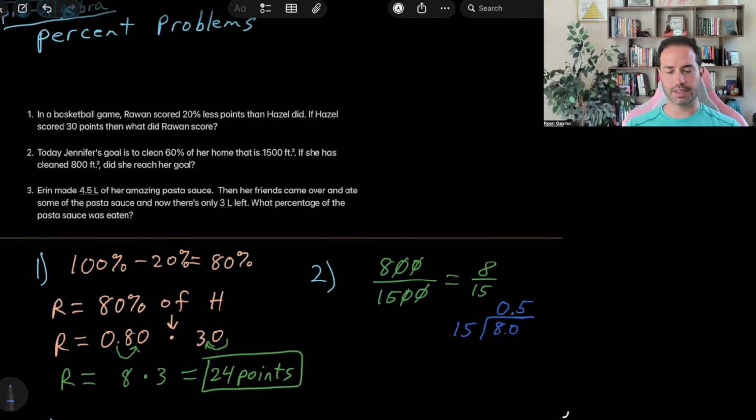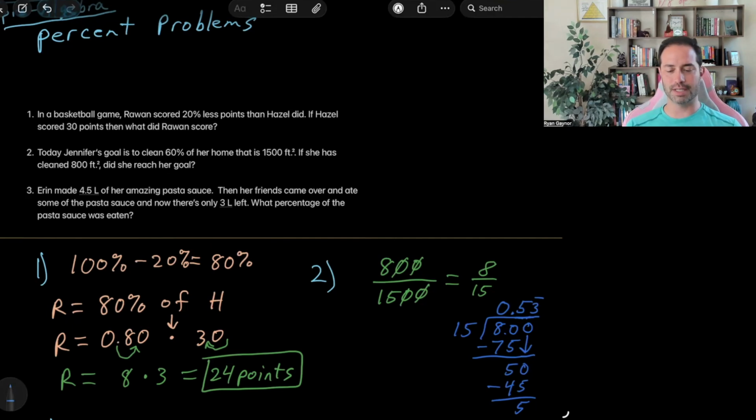5 times 10 is 50. 5 times 5 is 25. So if I add them together, I get 75. So we're really doing 80 minus 75, and that is 5. So then I just bring down another 0. How many times does 15 go into 50? Well, that would be 3 times. That's 45. Subtract. Oh, look, I got a 5 again, so I know the 3 is going to repeat. So I have 0.5 and then the 3 repeating.